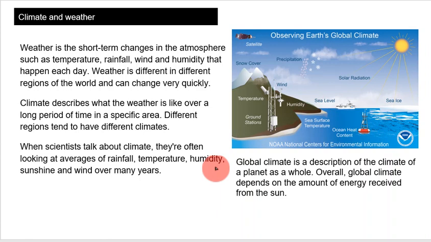So global climate then is a description of the climate of a planet as a whole. That's what we mean by global climate. Overall, global climate depends on the amount of energy received from the sun. Essentially, the amount of energy that we receive from the sun has a massive impact on global weather and global climate.